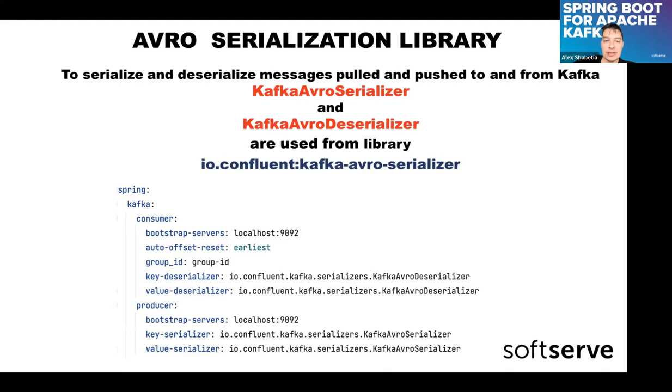There are serialization libraries for Avro in Java. There is Kafka Avro serializer and Kafka Avro deserializer, and they are provided by the Kafka Avro serializer library. To use them, we can simply add them as properties of key serializer and value serializer, and key deserializer and value deserializer in producer and consumer. And after that, the messages sent to Kafka will be in that format.